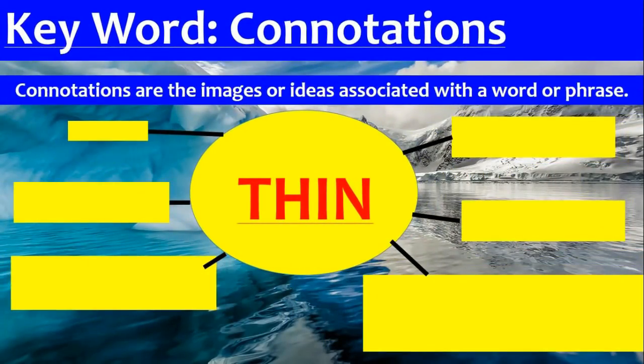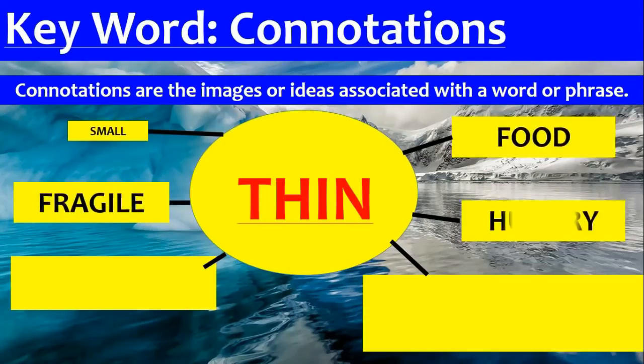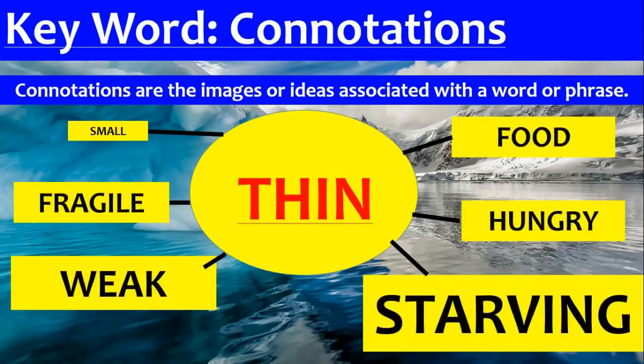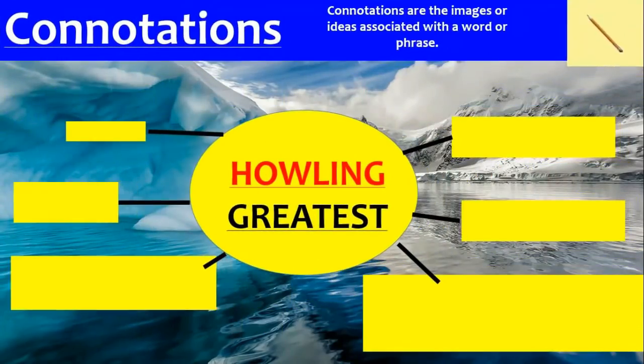So again, with thin, what can we say about the connotations with thin? I'd say small, food, fragile, hungry, starving, weak. So if Scott feels like this when he's eating, we're meant to infer from that he is feeling fragile, he's feeling weak. These are his feelings that the writer is getting across to us, that he needs food, that he's hungry, that he's starving.